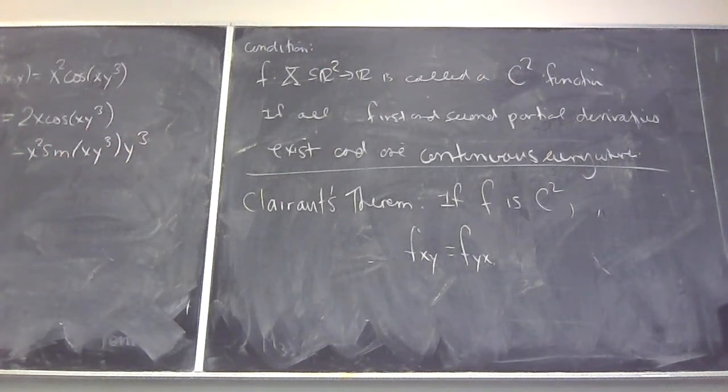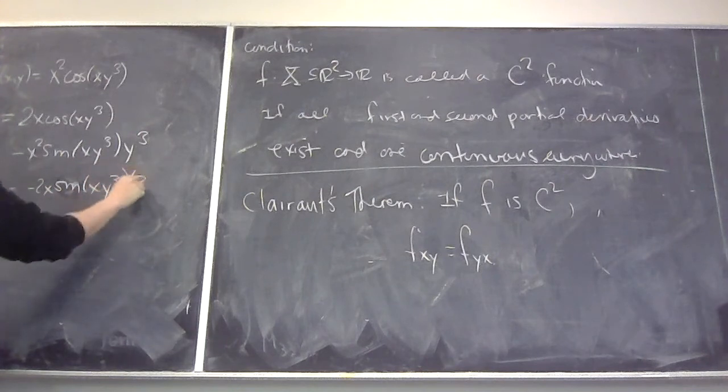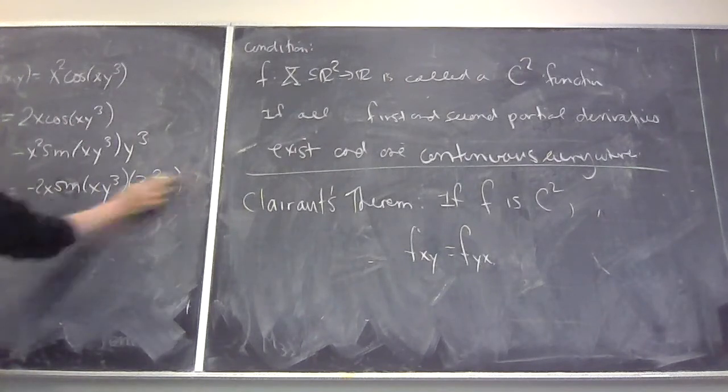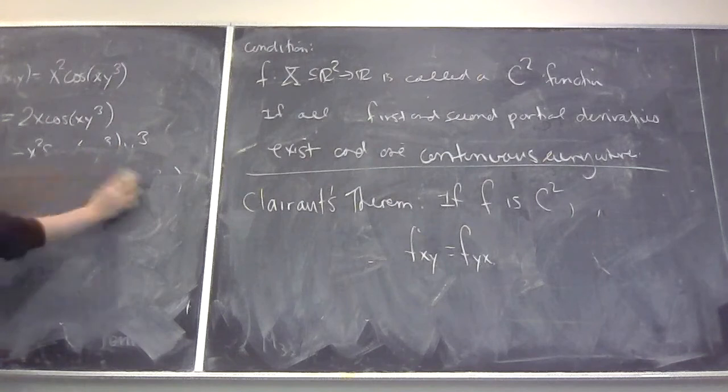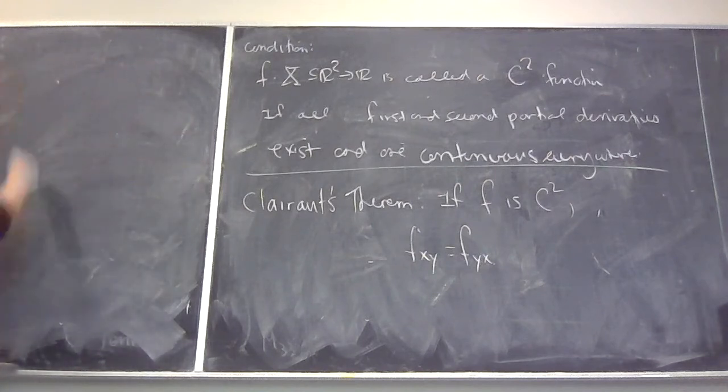f_xy is equal to, okay, well, the 2x gets left off. 2x sine of xy to the third times 3y squared x. Is that right? No, because I chain ruled something that... What if we don't start with the product? Oh, you know what? What am I doing to myself?